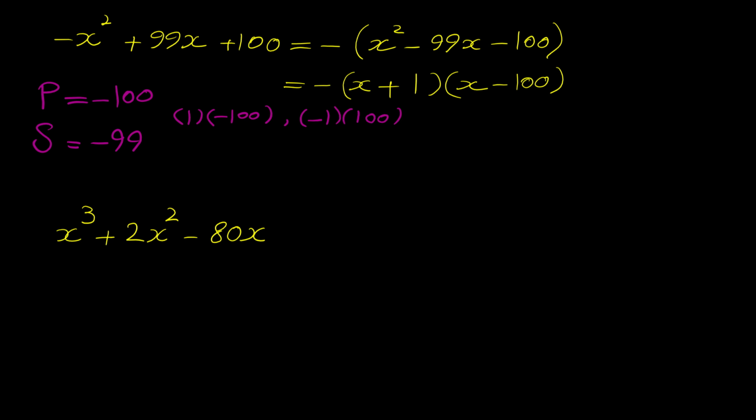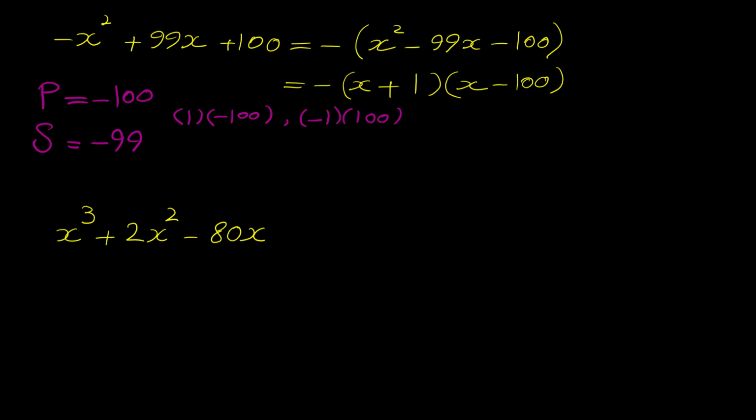x to the 3 plus 2x to the 2 minus 80x. This is a trinomial, but its degree is 3. x is x to the 3. We notice that we have a common factor, x. So we first factor x.